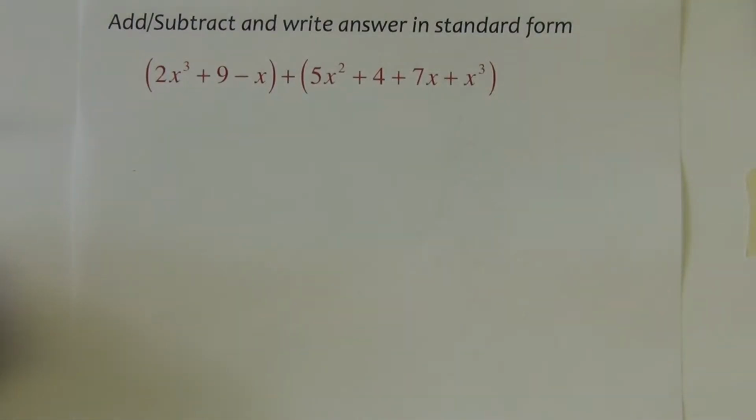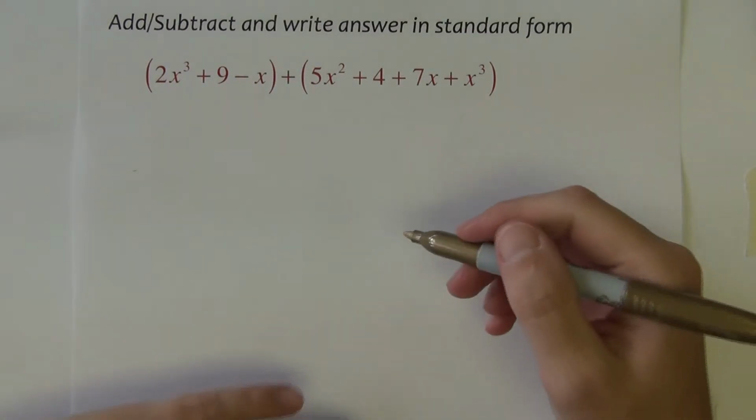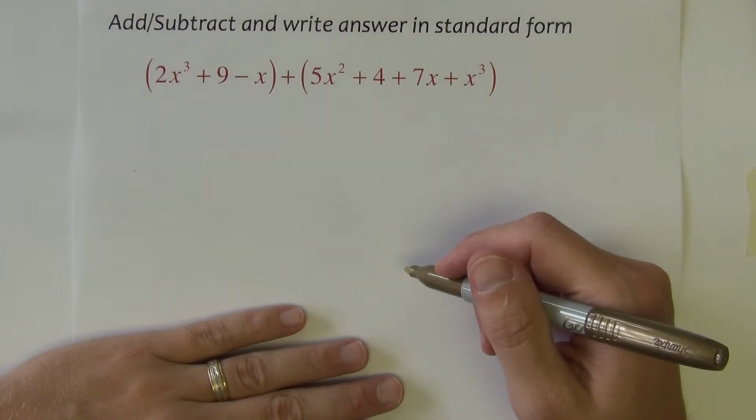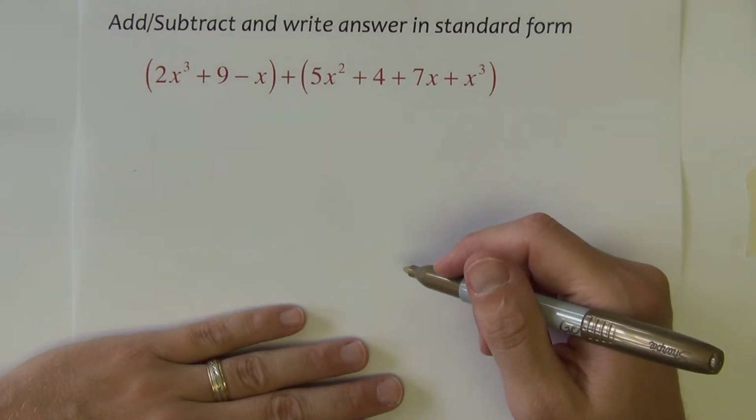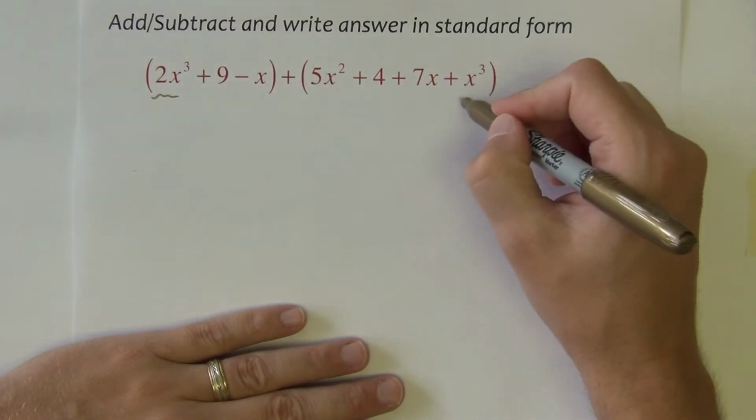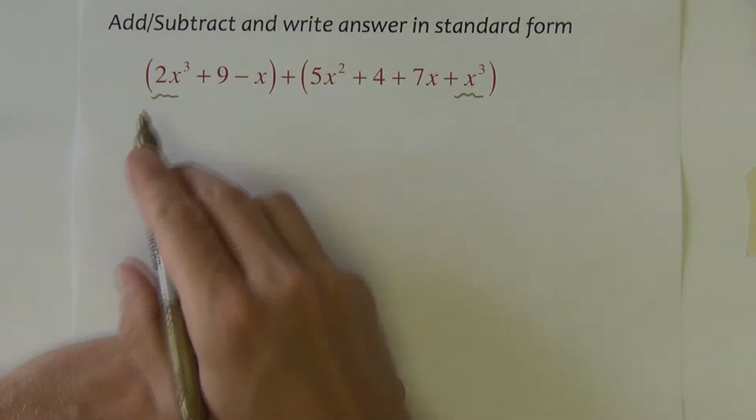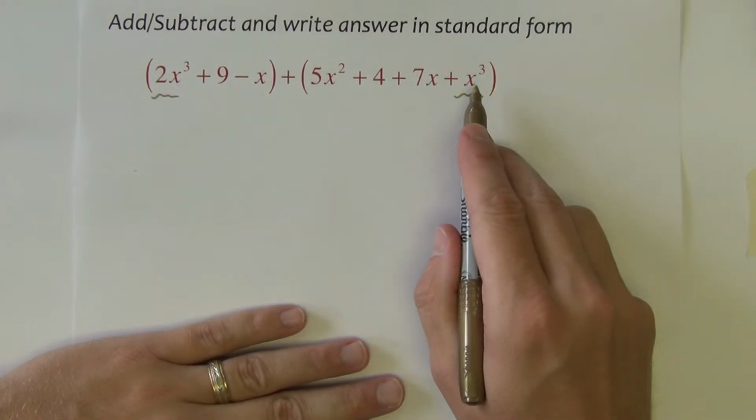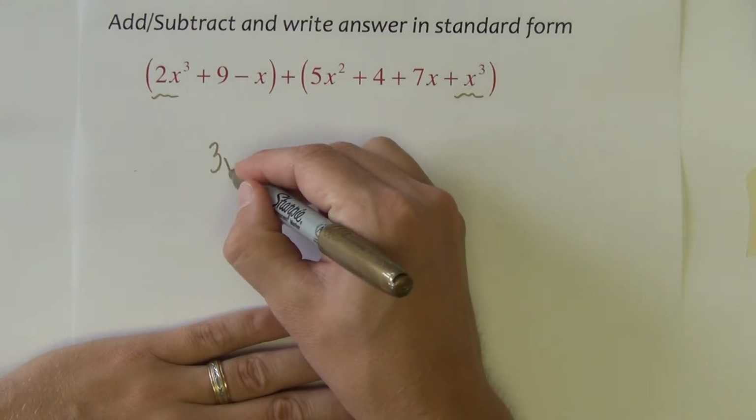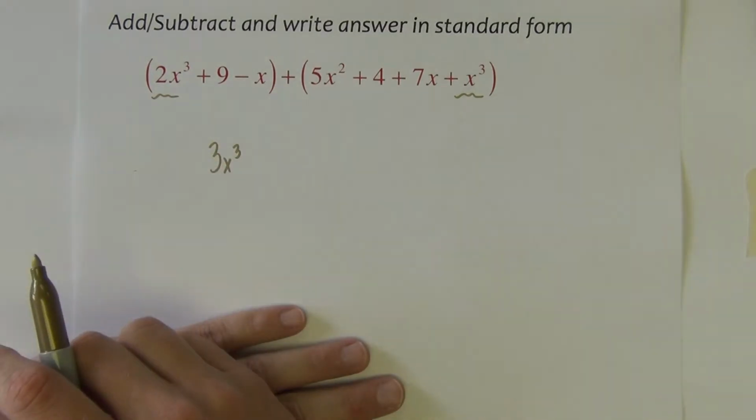Next couple of examples are addition and subtraction problems. When we add and subtract polynomials, we need to add and subtract like terms. And since I want to put this in standard form, I'm going to look for the highest powered terms first. I see x to the 3rd powered terms. So I'm going to add them. I have 2 here. I have 1 here. I am adding. 2 plus 1 gives 3x to the 3rd.